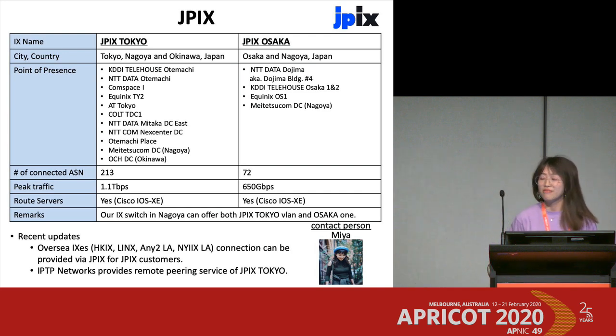Hello, everyone. My name is Mia Wang from JPIX, Japan Internet Exchange Company. We are the first IX company in Japan, established in 1997 when I was a young girl. We have two segments, one Tokyo segment and the other Osaka segment, totally separate. We are located in almost all major data centers in Tokyo and Osaka and other local areas in Japan. We have 213 users in the Tokyo segment and 72 users in Osaka. About the peak traffic, in Osaka we grow so fast. Now we have 650 gigabits in Osaka, just double last year.